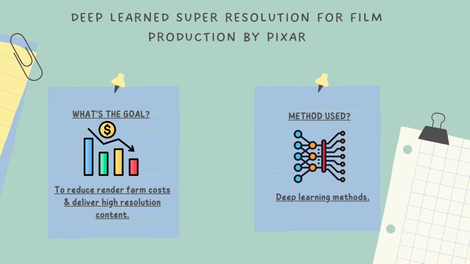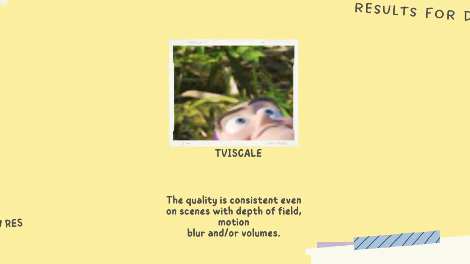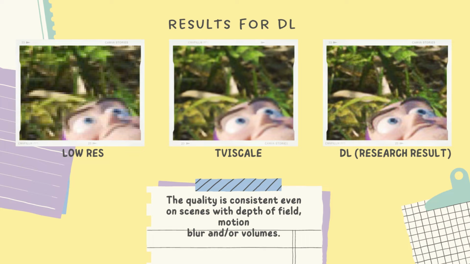So let's take a look at the first one, shall we? So the first one is the deep learned super resolution for film production made by Pixar. So what are their goals by introducing this method? It is to reduce the render farm cost and deliver high resolution content. And what are the methods they use? The deep learning methods. So here is the result of deep learned super resolution.